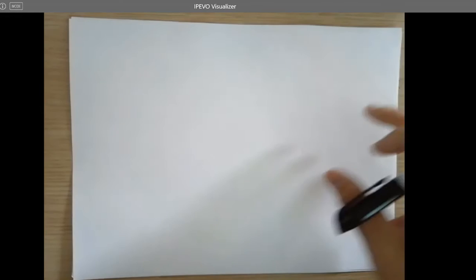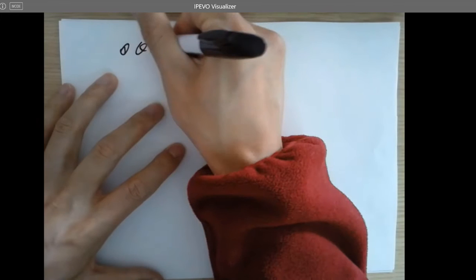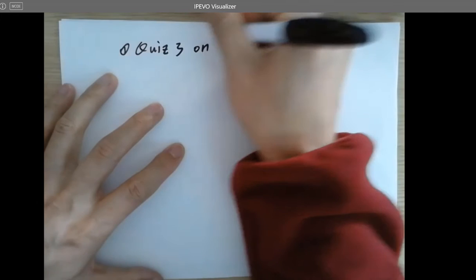Let's go through the plan for this week really quick. We have quiz 3 on Wednesday.